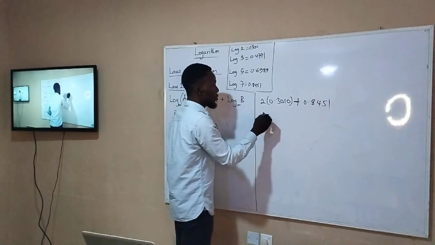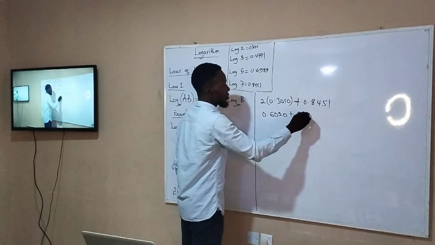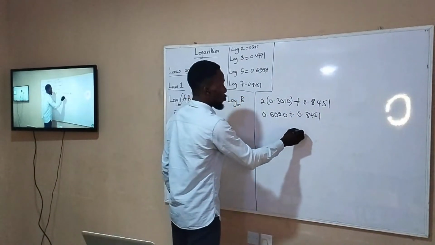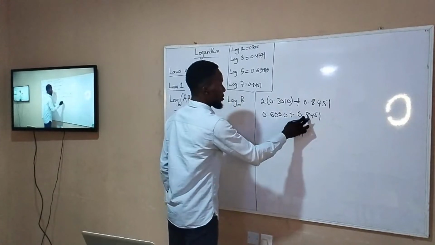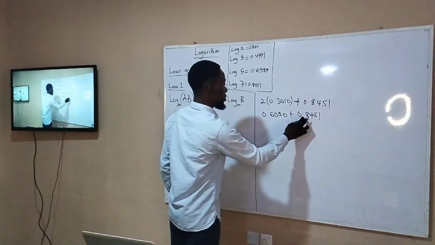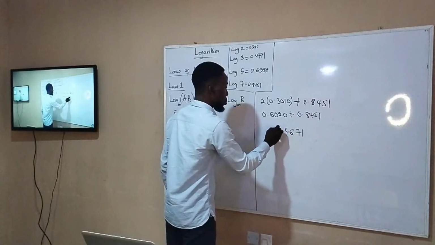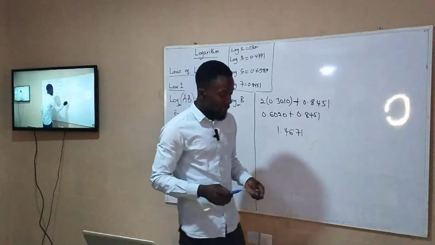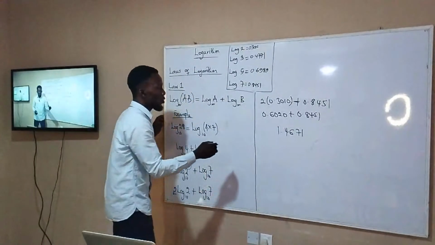So this becomes 0.6020 plus 0.8451. If we add this up, we are going to have 1.4671. So this is what we should have. That is for this first example. Let us try to take another example, still based on this law. Example 2.